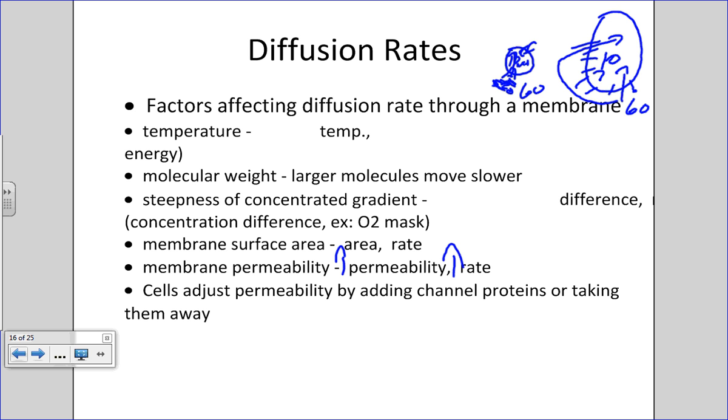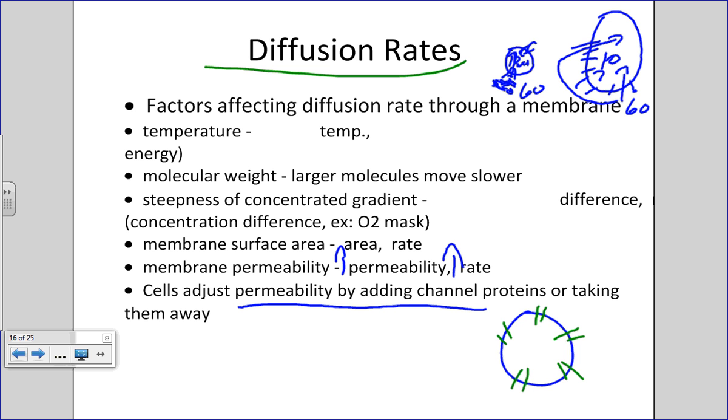As I mentioned before, cells increase their permeability by adjusting the amount of gates that they have. Let's say here's a cell, and this is a sodium gate. If this cell needs, for whatever reason, to make itself more permeable to sodium, it's going to produce more sodium gates. So the more gates, the more permeable, plain and simple. These are some very important factors that affect diffusion rates.